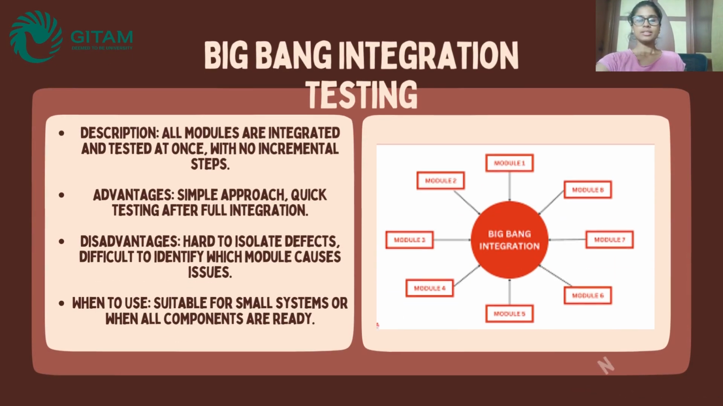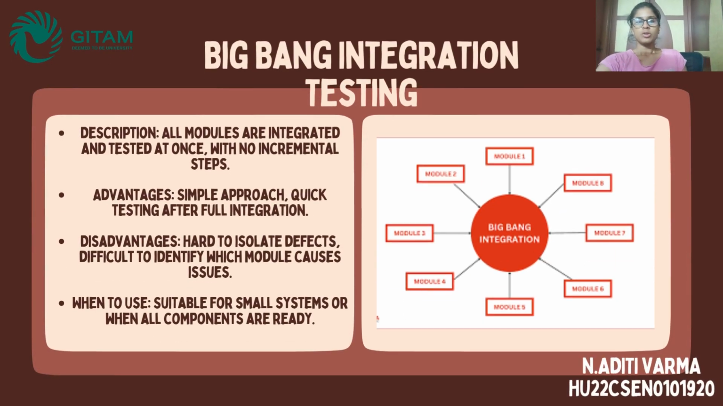Big Bang integration testing. All software modules are integrated and tested at once without any incremental steps. Its advantages are a simple approach and quick testing after full integration. Its disadvantages are that it is hard to isolate defects, and difficult to identify which module causes issues. Why is it used? It is best for small systems where all components are ready at once.